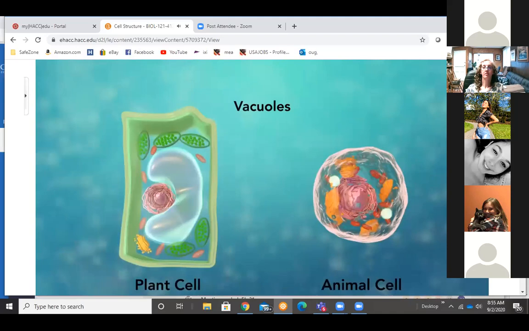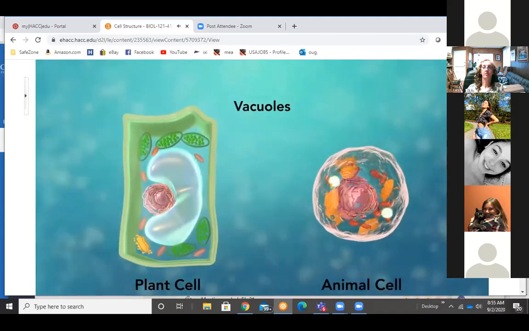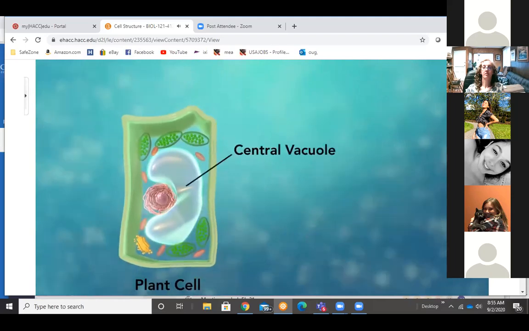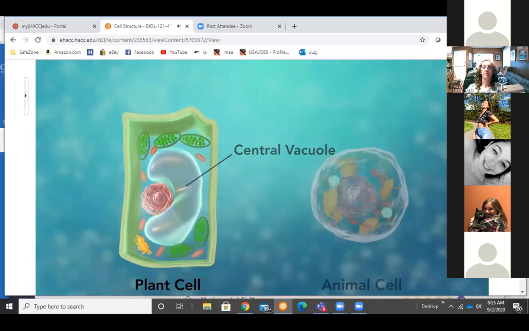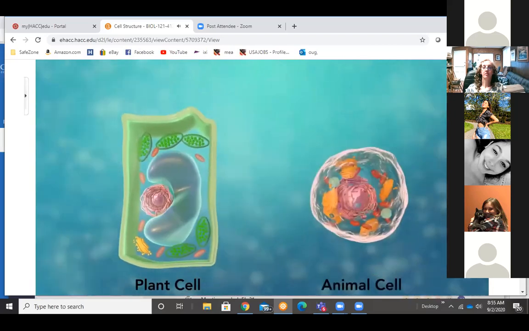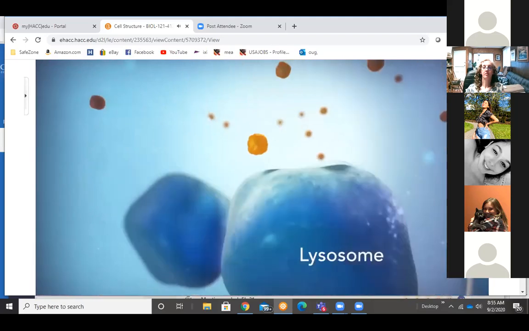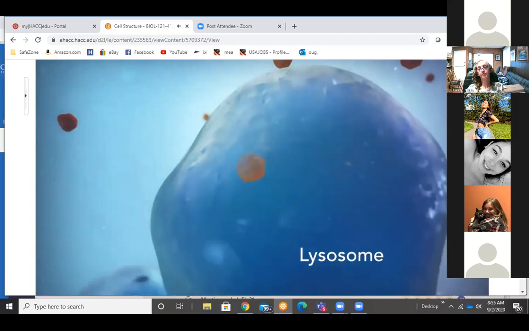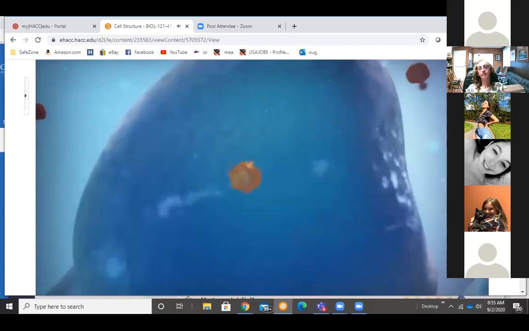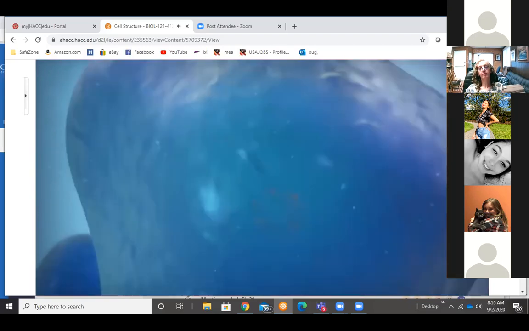Vacuoles are sac-like structures that store different materials. Here, in this plant cell, the central vacuole stores water. Going back to the animal cell, you will see an organelle called a lysosome. Lysosomes are the garbage collectors that take in damaged or worn out cell parts. They are filled with enzymes that break down this cellular debris.